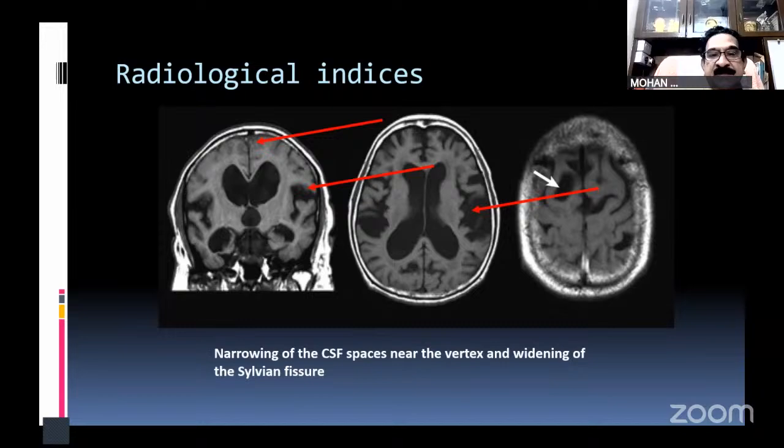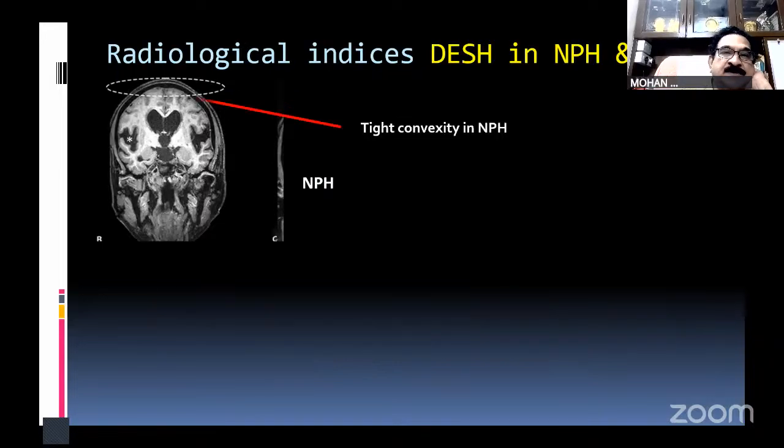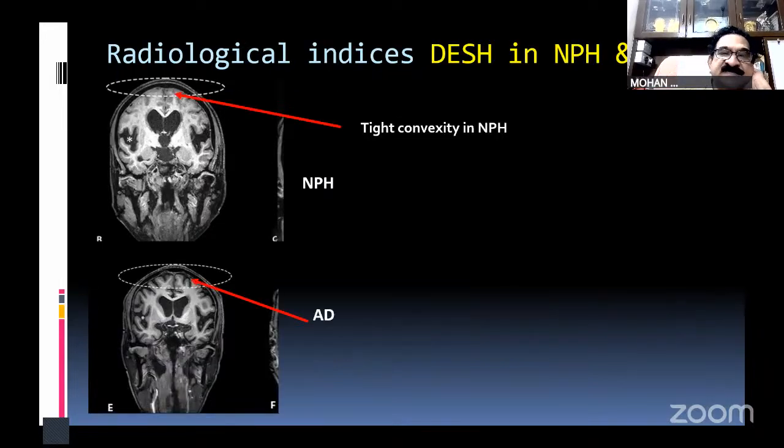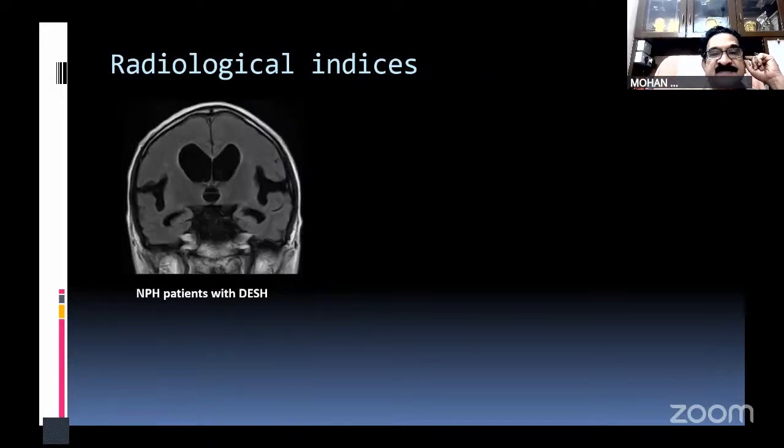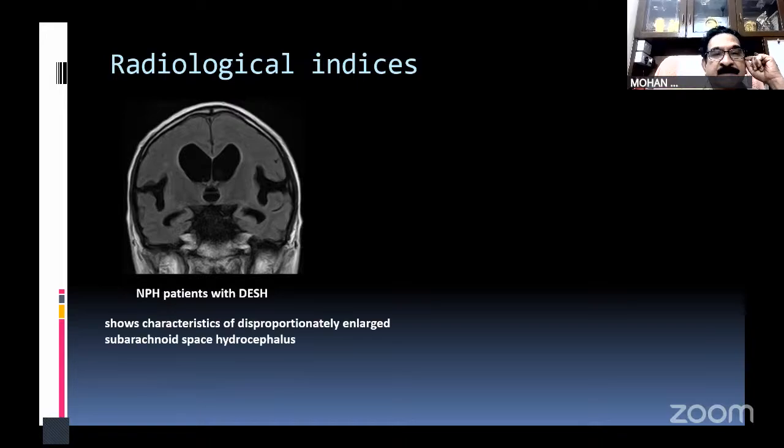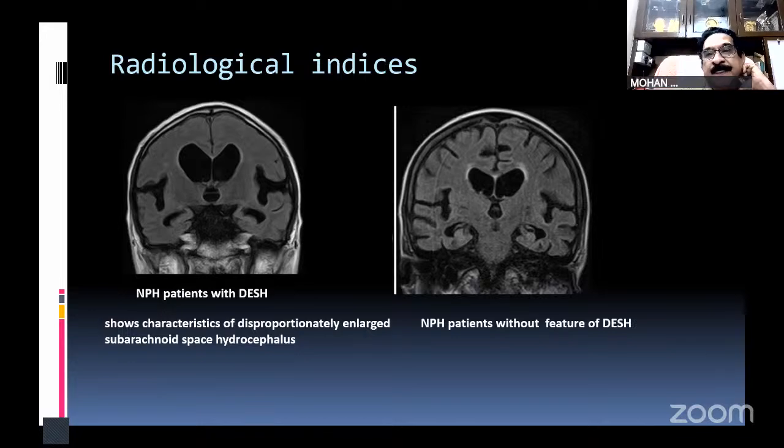Again, you find the narrowing of the CSF space in the top. These are the widened Sylvian fissure and the CSF spaces. And this is NPH, tight convexity there, and it converts to Alzheimer's disease if the convexity is not tight. Both have got a dilated Sylvian fissure, but the sulci are open in the top in AD, whereas in NPH it is tight. NPH need not always have this tight convexity. This is again NPH with features of DESH, but not with the tight convexity.